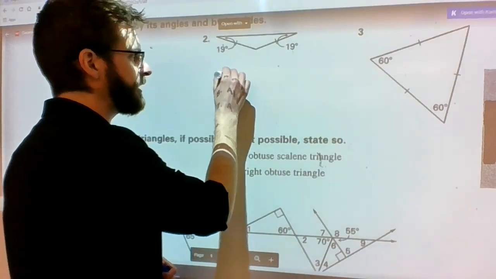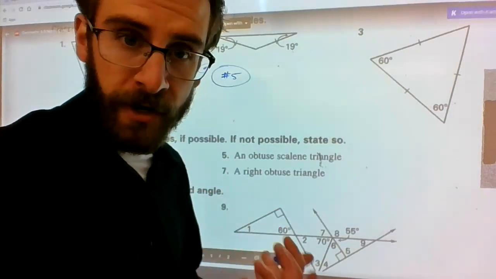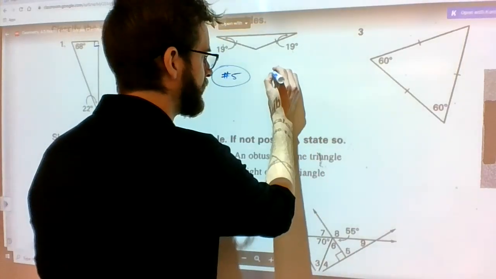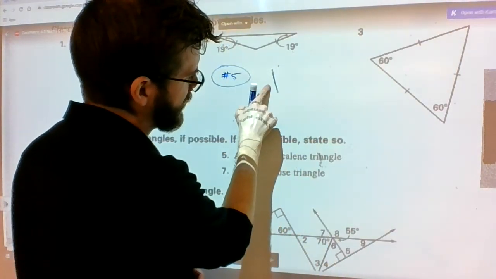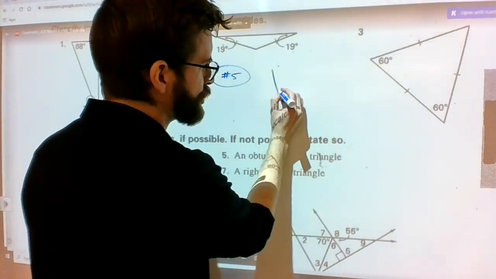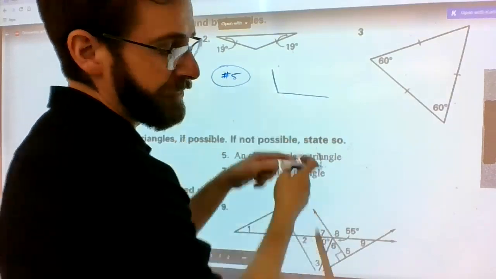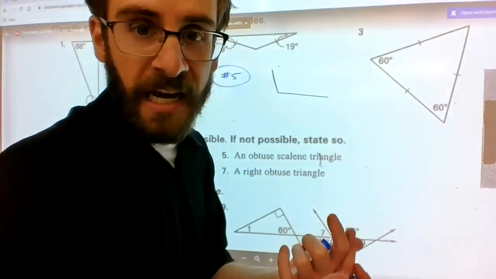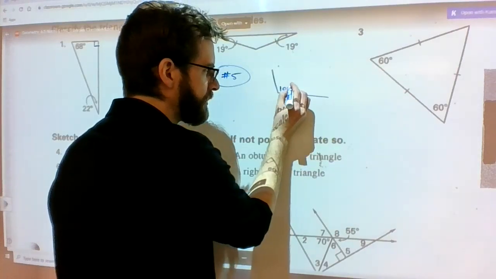So for number 5, we need to make sure that one of the angles is greater than 90 degrees. I'll just do that right now. And I'll make sure that this side right here is significantly shorter than this side over here that creates the greater than 90 degree angle. I'm going to call this 100 degrees.